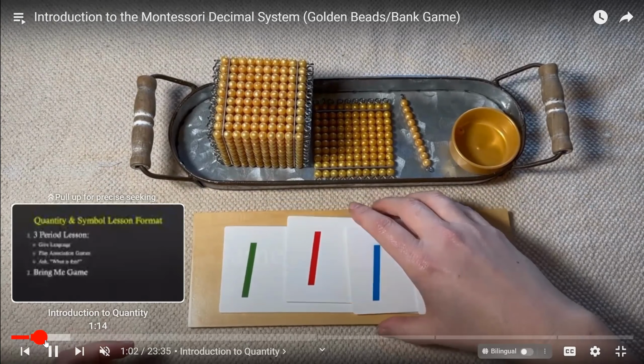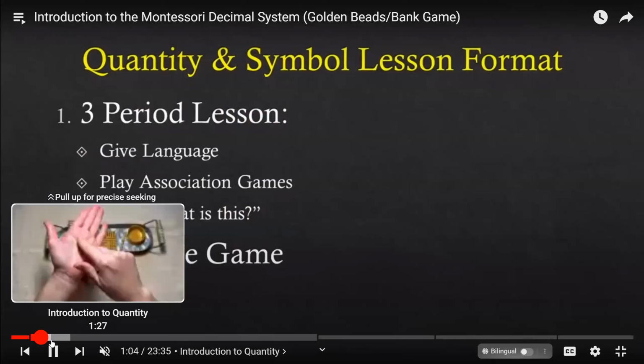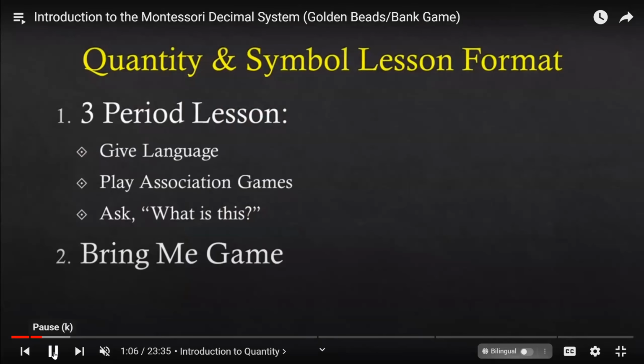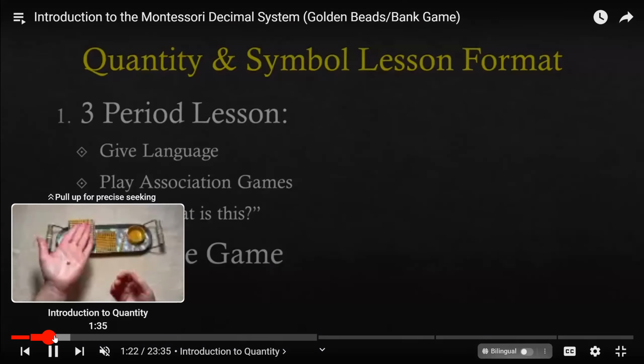How we work over here is always by a three-period lesson. Now, what is a three-period lesson? You show the quantity to the child. You tell them, children, this is 1. 10 ones make 10. 10 tens make 100. 10 hundreds make 1,000. So you ask them, you play games. Unless and until the child understands this, you keep repeating.